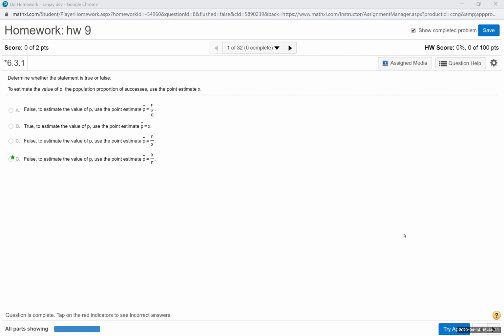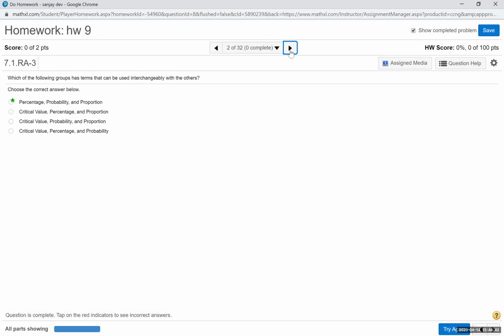Therefore, the answer is false. Part D is the correct answer. It is because to estimate the value of P, use the point estimate, which also can be called P hat, which is X divided by N. In our example, out of 20 students, I said 4 of them believe in recycling. That means X is 4 and N is 20, which comes out to be 4 out of 20, right? Which actually is 20% in this case. So that's number 1 for you.